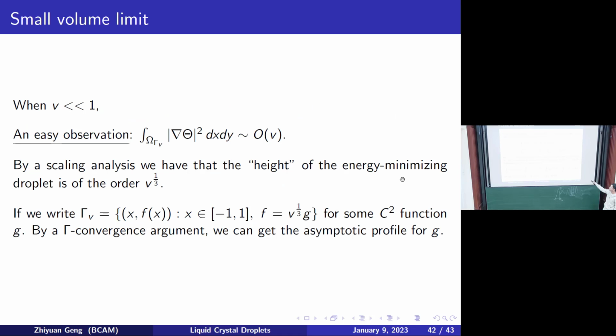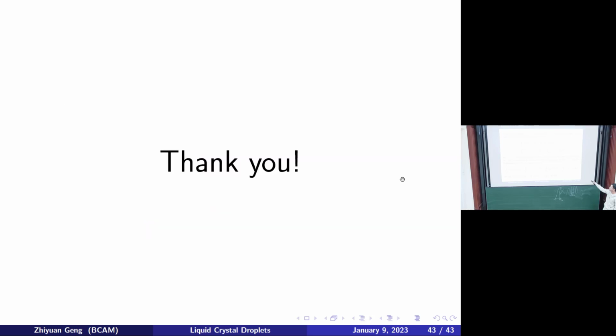And then if we write this as the graph of f, where f is some function, and we stretch the graph of f to the graph of g by dividing by v to the power 1/3, then we get that the graph of g is actually a normally shaped droplet. Then we can use gamma convergence techniques to get the asymptotic equation satisfied by this g as v goes to 0, and we can also get the asymptotic profile for this limiting minimizer g. So that's what we've done for this limiting region. Thank you for attending. Thank you very much.